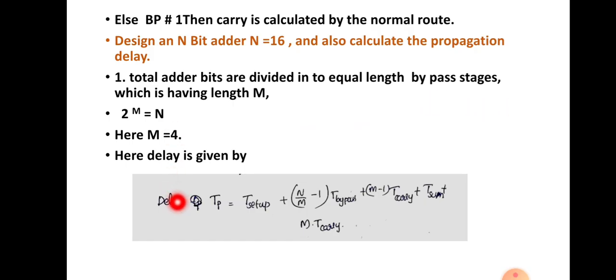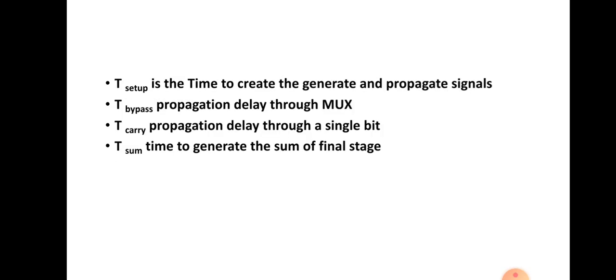Here we can calculate the total delay, the propagation delay, equal to t setup plus n by m, in the case of m stages, n by m minus 1 into t bypass plus m minus 1 into t carry plus t sum plus m into t carry. So this is the equation, you have to learn it by heart. If n is different and m is different, you can directly substitute in this equation and find the propagation delay. Okay, remember this. And here, what is t setup?